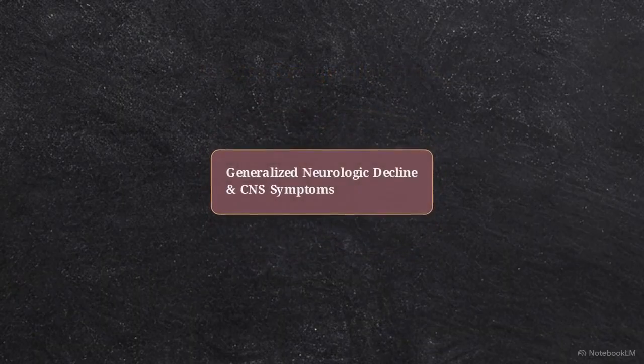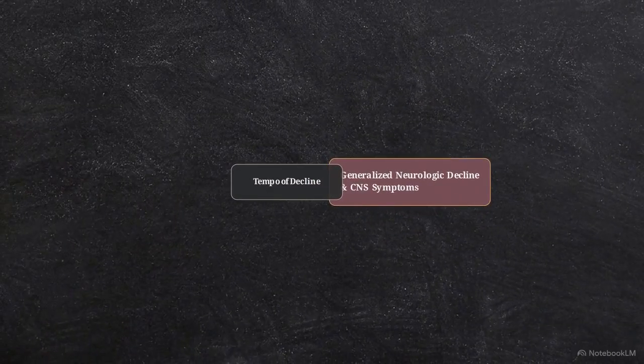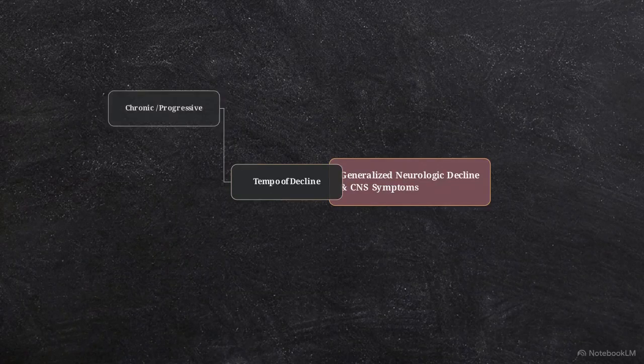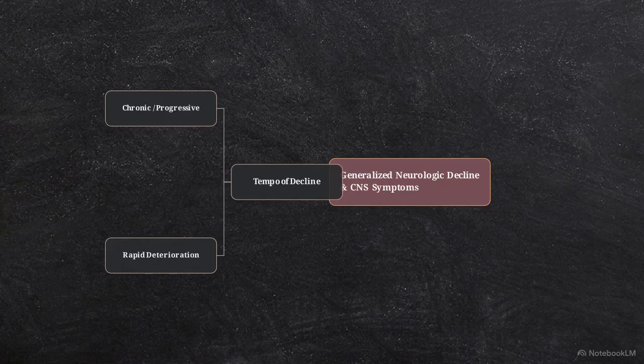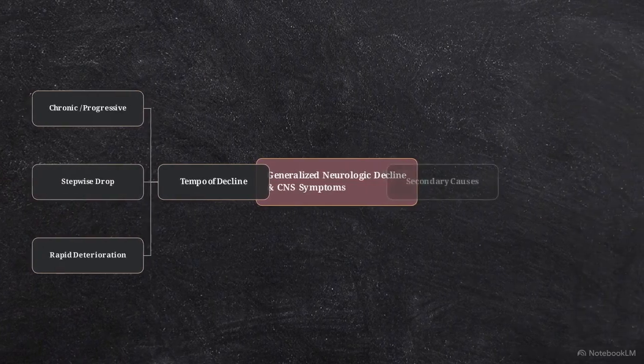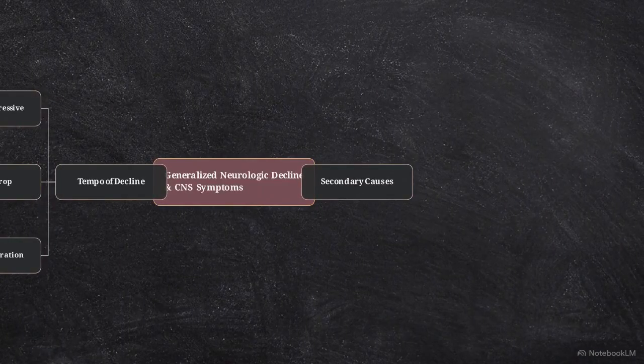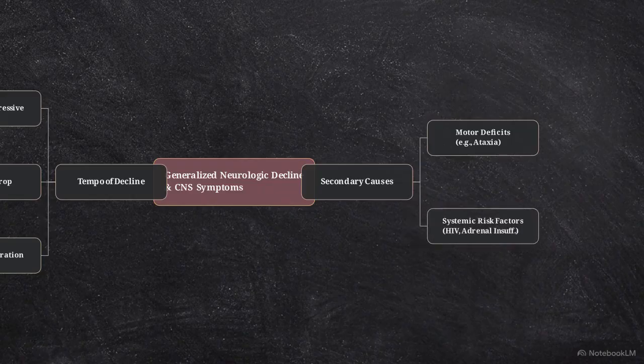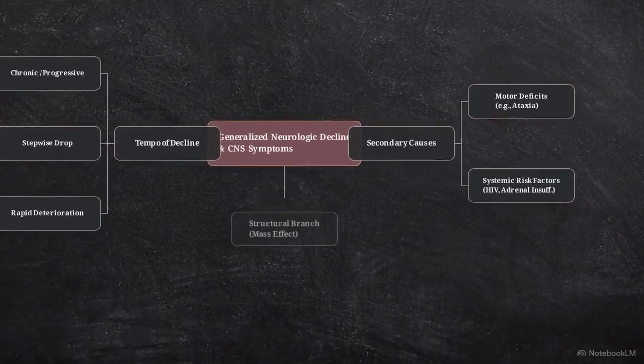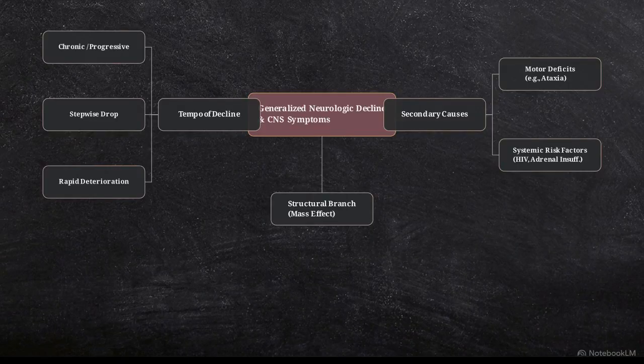Every patient presentation starts at this central node: generalized neurological decline and CNS symptoms. The first critical split is the tempo of decline. We have to separate the chronic progressive dementias from rapid deterioration and isolate presentations that follow a distinct stepwise drop. On the other side, we branch into secondary causes. This path isolates prominent motor findings like ataxia and systemic factors like a history of HIV or adrenal insufficiency.